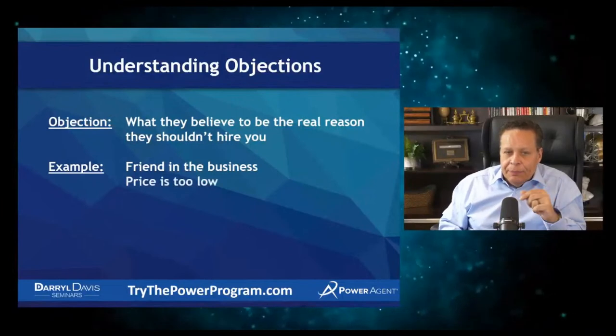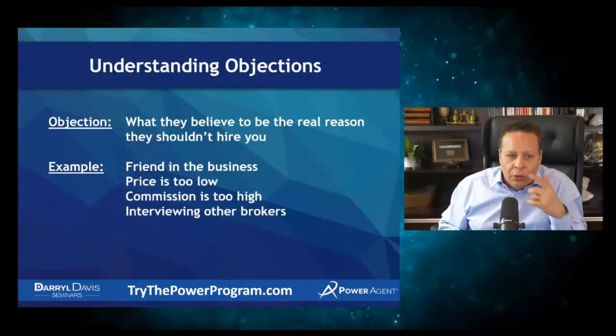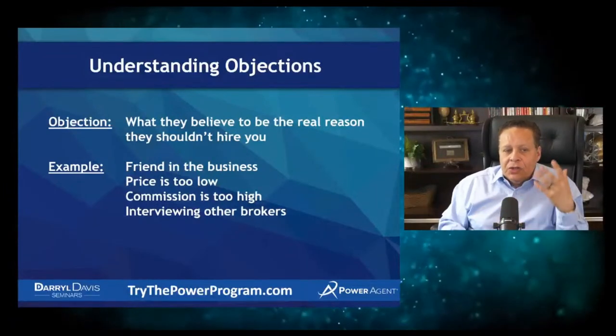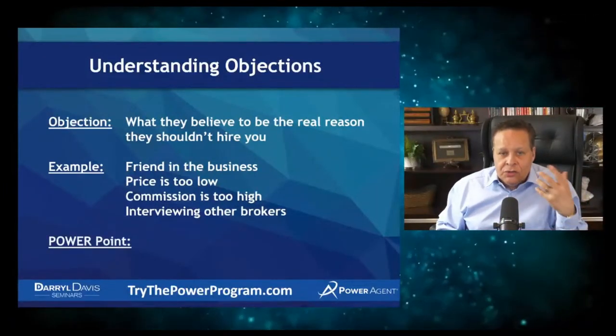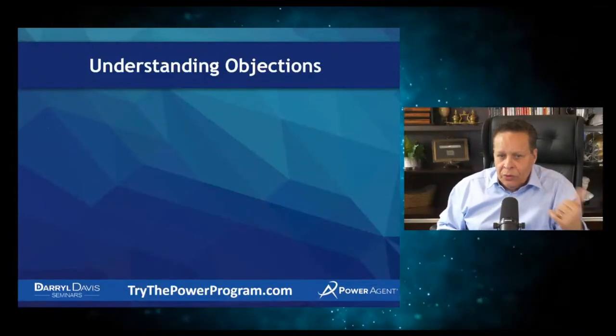We have a friend in the business. The price is too low. The commission is too high. We're going to interview other brokers, etc. So with objections, those you can actually handle. And I'll go through some of those with you in a moment.